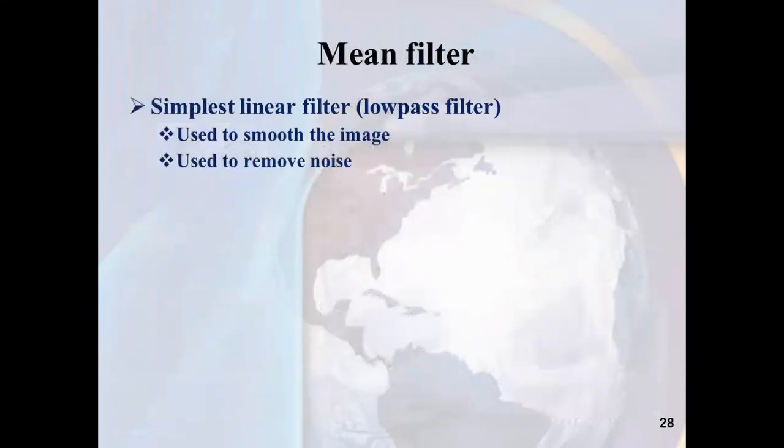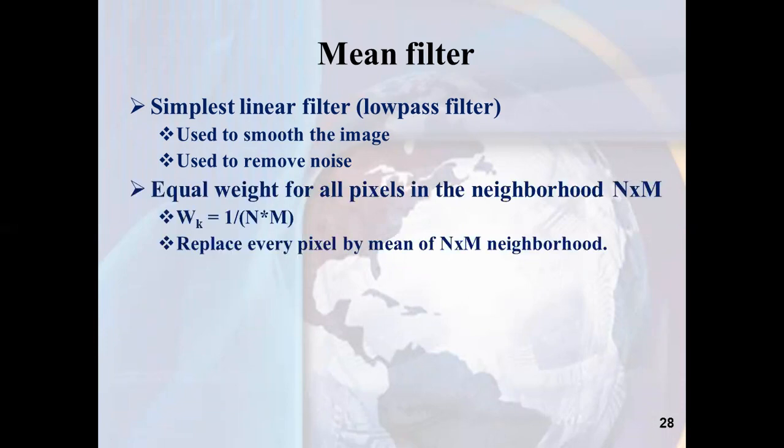So the simplest, most important, and most used is the mean filter, which is a low pass filter. It's used to smooth the image and to remove the noise. Mean filter means it's an average filter. We just take a sliding window and we take the average of the pixels. يعني بنجمع البيكسلز وبناخد الافريج. So equal weight for all pixels in the neighborhood.